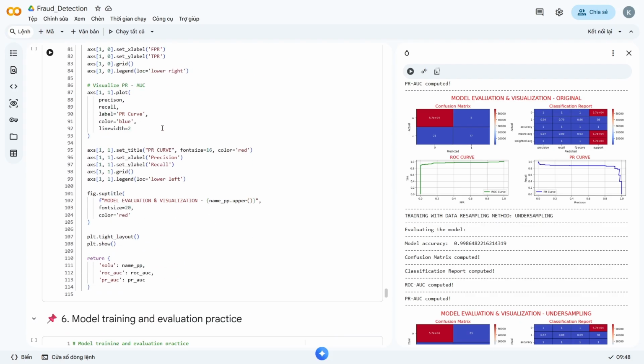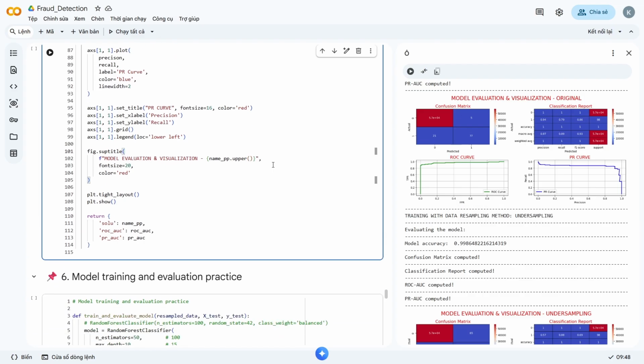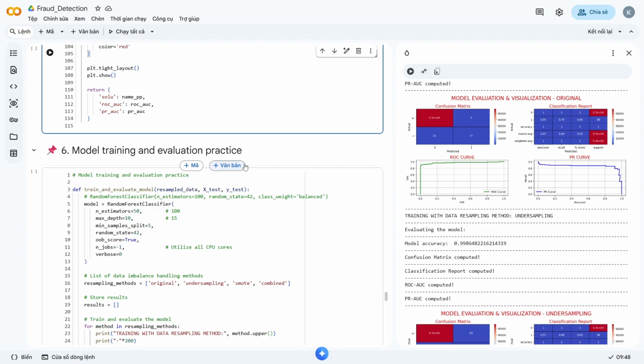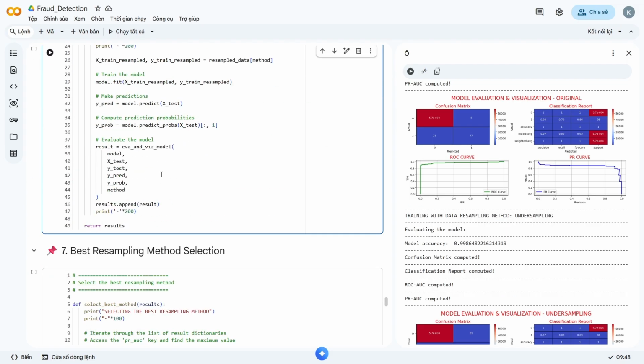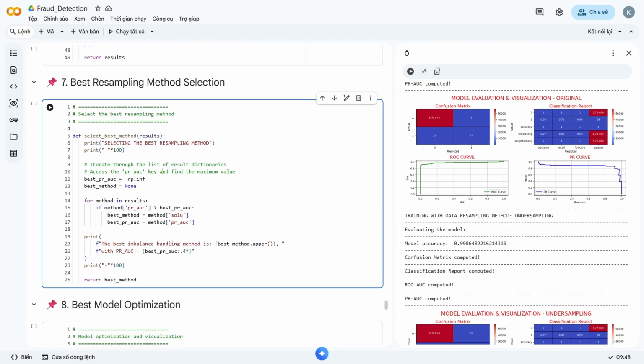You're creating a huge operational cost and a terrible customer experience. Right, that makes perfect sense. So by picking the resampling method that gives the highest PRAUC score, the pipeline guarantees it's selecting the model that is fundamentally best at telling the difference for that rare positive class. Okay, so we've used PRAUC to pick the best data preparation method and the model that was trained on it.